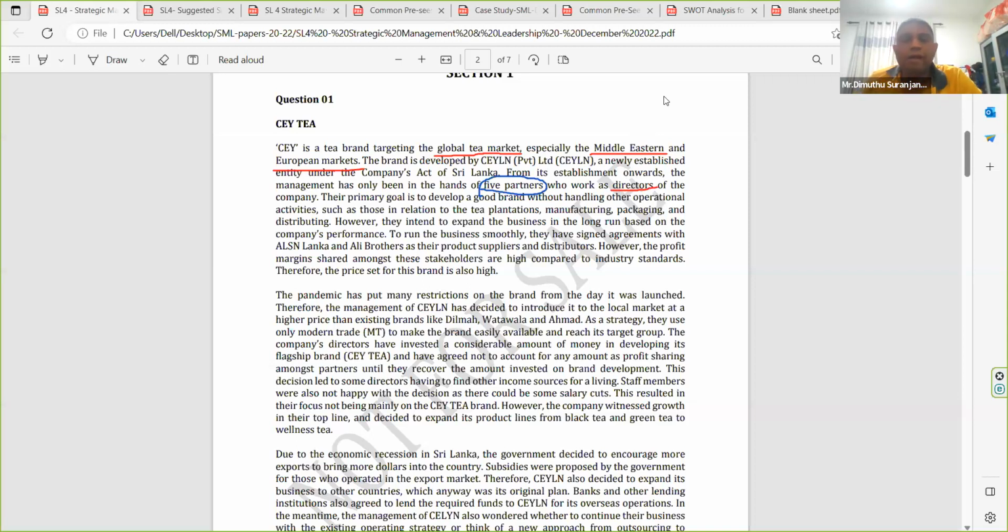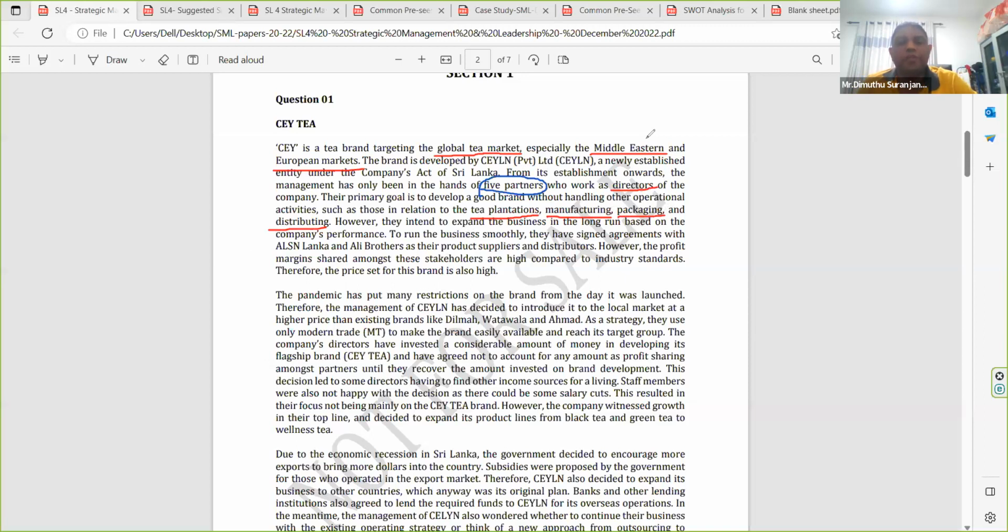Now, without handling other operational activities, they clearly say some of the activities they are not preferring to do. That means plantation work, they're not going to do that. That means they're going to purchase from someone else. Even manufacturing, they're not going to do. Packaging also outsourcing. Distributing also outsourcing. Right?